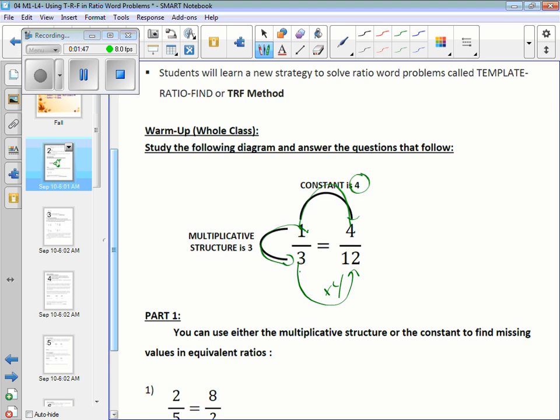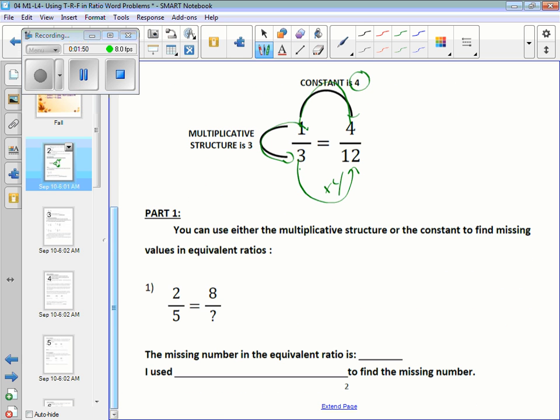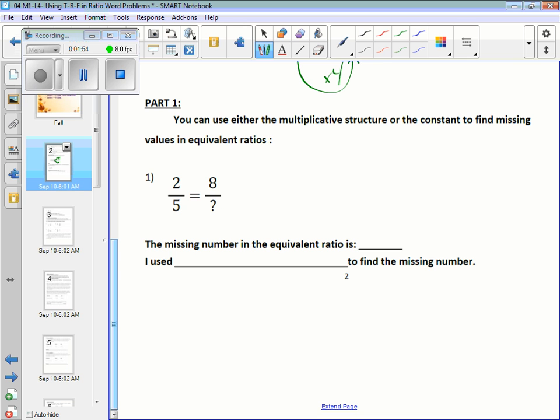So that being said, let's take a look at number 1 in part 1. We have a missing value. First thing I want to do is, can we make a connection using a constant between 2 and 8? And if so, what is that value? That constant's 4. Correct. Whatever you do to the top part of the ratio, you must do to the bottom. So once you have that constant of 4, you can now do your 5 times 4 and get what? 20. Missing value is 20, and we used a constant of 4 to do that. All good? Yes. All right.